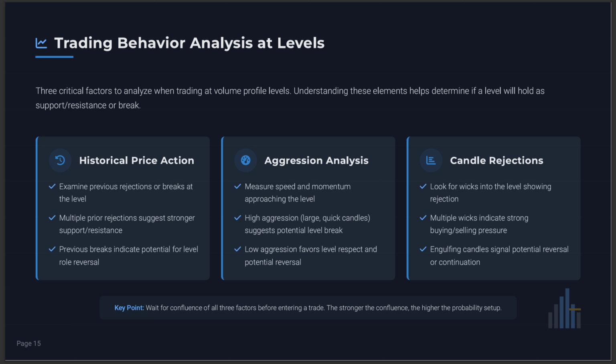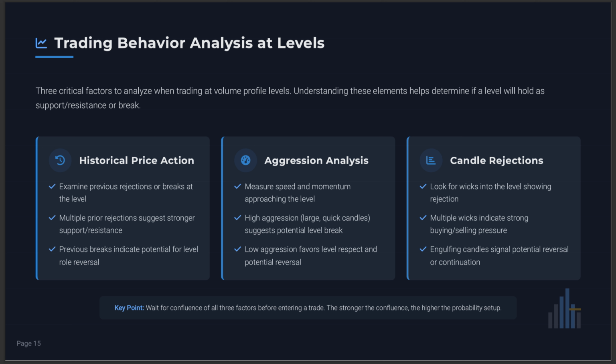Factor 1. What previously happened at the level? This is arguably the most important factor. Are we repeatedly bouncing from this level? Have we broken through it before? If you've seen multiple rejections from a level and price approaches it without much aggression, you can expect another bounce. History tends to repeat at volume levels.